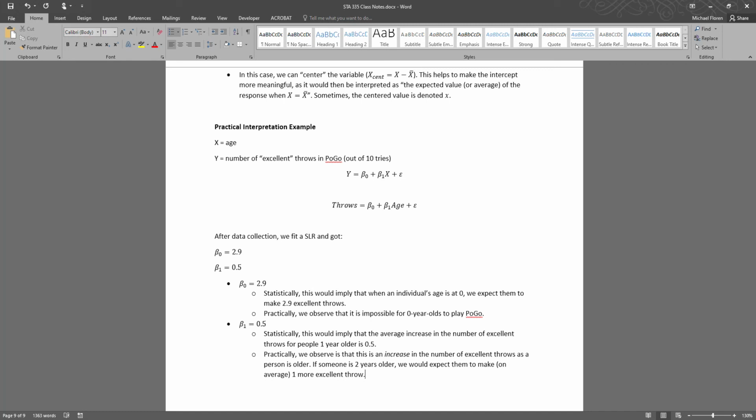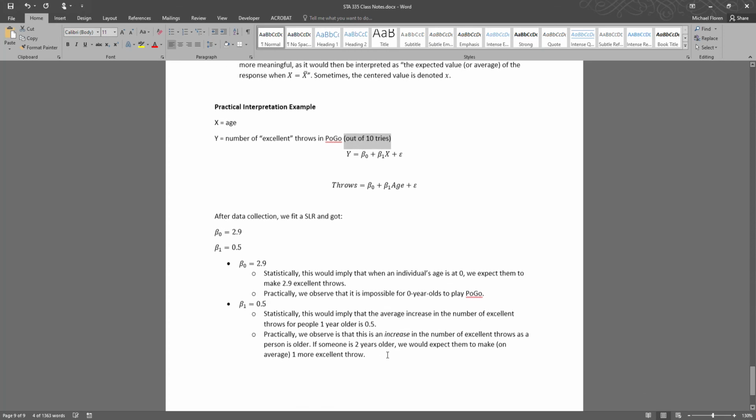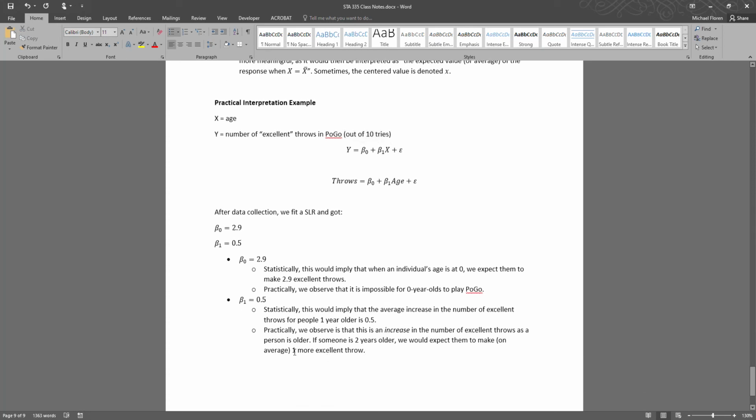One last thing I might think is maybe there are some practical limitations to this, and this is important to talk about when you're doing practical interpretations: limitations of your interpretation. So thinking through this, remember in our context, we only had 10 tries. So if someone's 20 years older, they can't possibly have 10 more excellent throws because they only had 10 tries total. So we may point out the fact that this is true up to a point, but there is a practical limitation. Can't have more than 10 excellent throws.